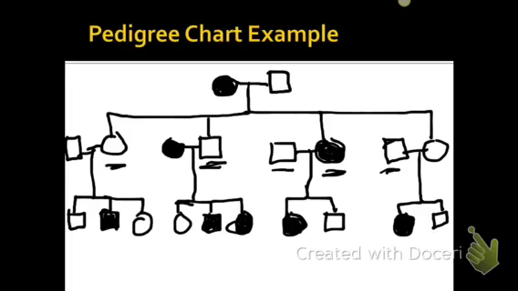Can't remember for sure. But anyway, if we're tracking for brown traits, then all of the filled in circles are showing you the ones that are affected by having the brown eye trait. Okay? So that is how you make a pedigree. Okay? You could make one for your own family and track whatever you wanted.